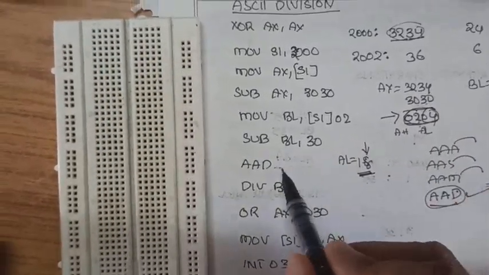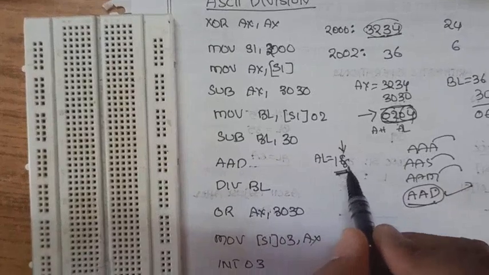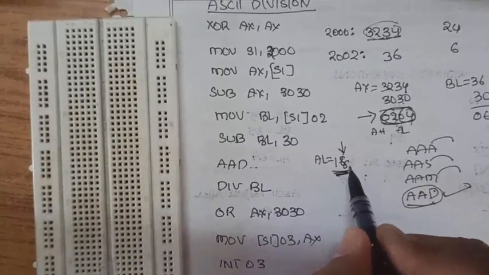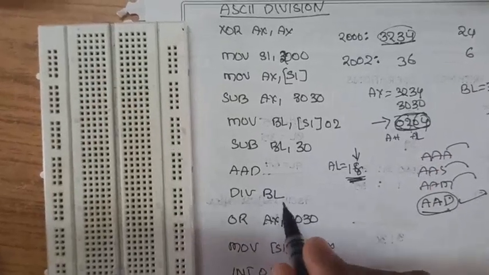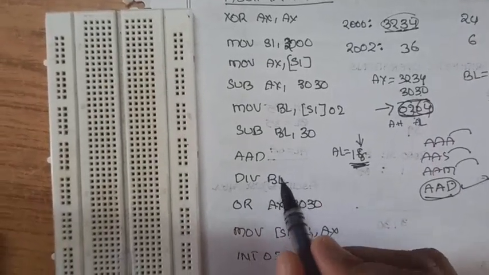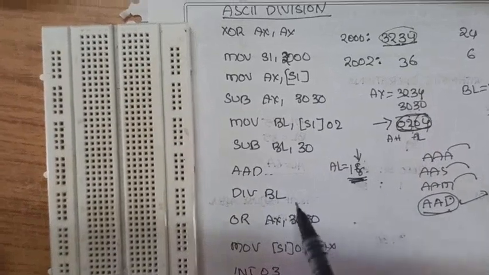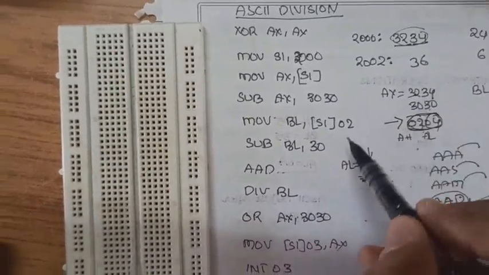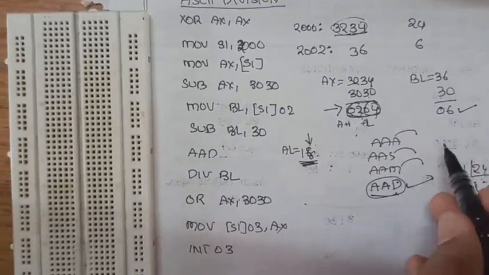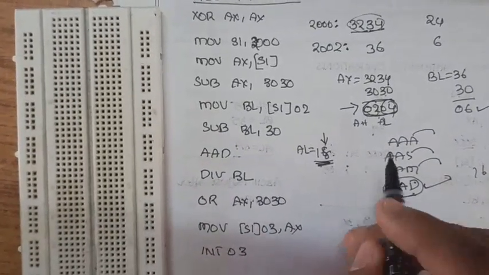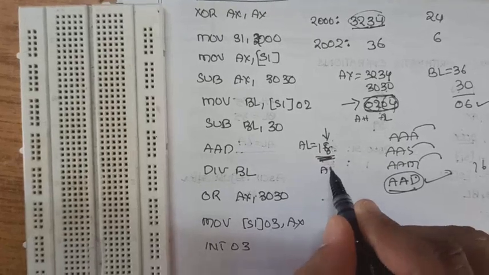So now after AAD, what happens? The AL content is 18. 18 is the hexadecimal equivalent of 24 which we require. After that we give DIV BL, which performs division of 18 with the number 6, as BL is having 06. So it performs the division operation and the result is stored in AL again.